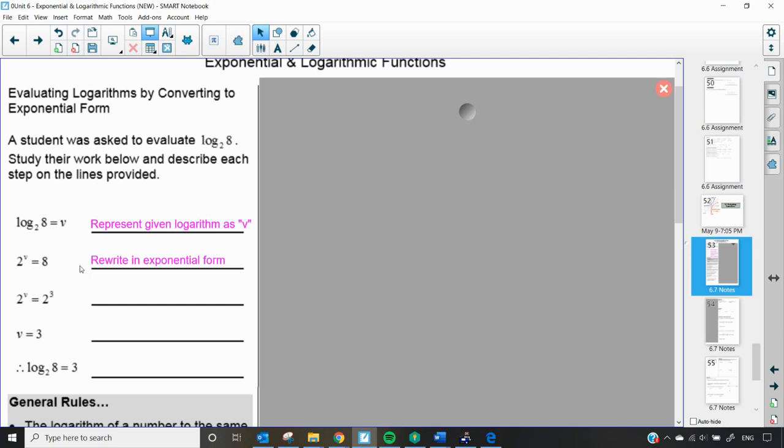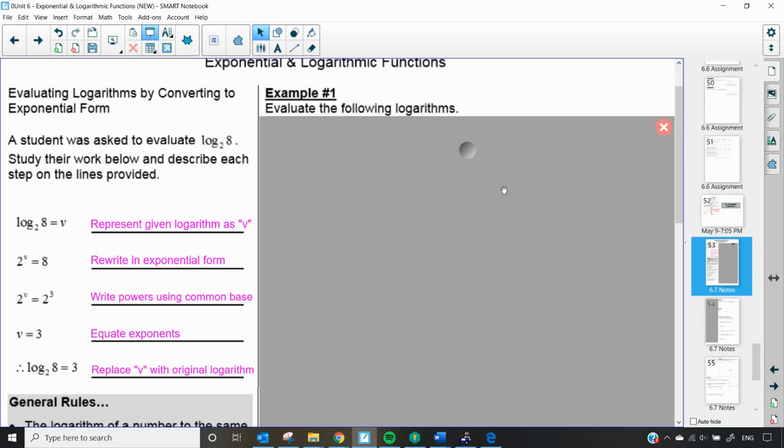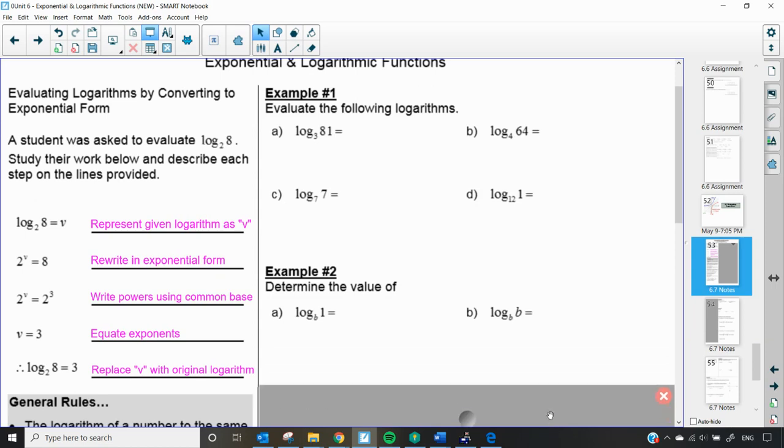In the next step, they've rewritten the expression in exponential form. So this is what we did in our last lesson, converting from exponents to logarithms. At this point, they took the 8 and rewrote it as base 2, so we've written both sides of the equation using base 2. Now, if our powers are equal and our bases are the same, then we know our exponents are the same, so we can equate our exponents. And the last step is just to write our expression. So we replace the v with our original logarithm, and we can write that log base 2 of 8 is equal to 3. So let's take a look at some examples that we can follow through with.